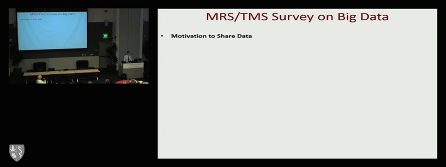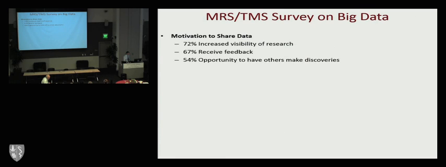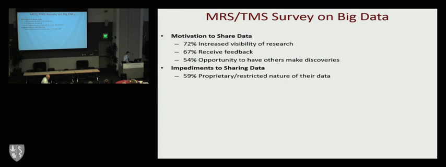So what are the motivations people have to share data? 72% cited the increased visibility of their research. So they felt that sharing the data would help the research be more visible. 67% said they'd like to receive feedback on their data. And this brings back one issue that came up earlier, whether a paper, a publication and a data set could be a living document where you incorporate feedback into the next version of the paper. And give opportunities to others to make discoveries.